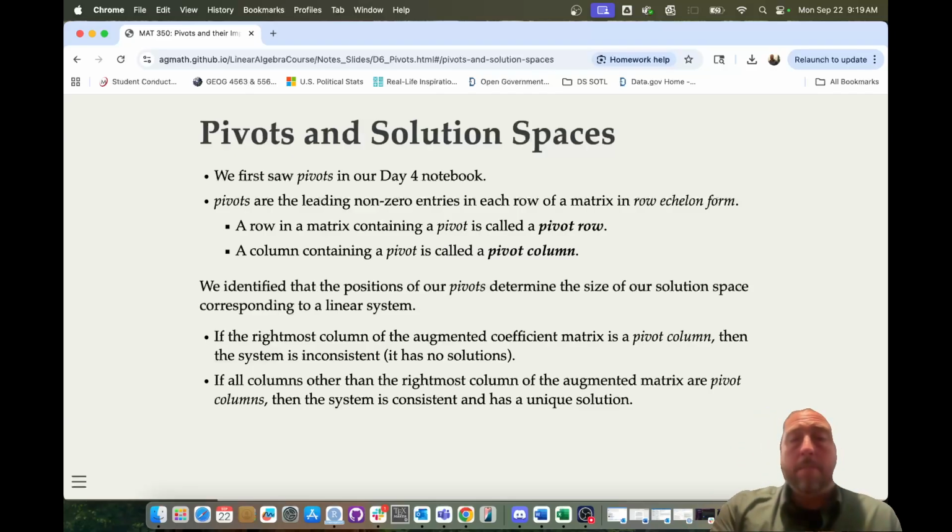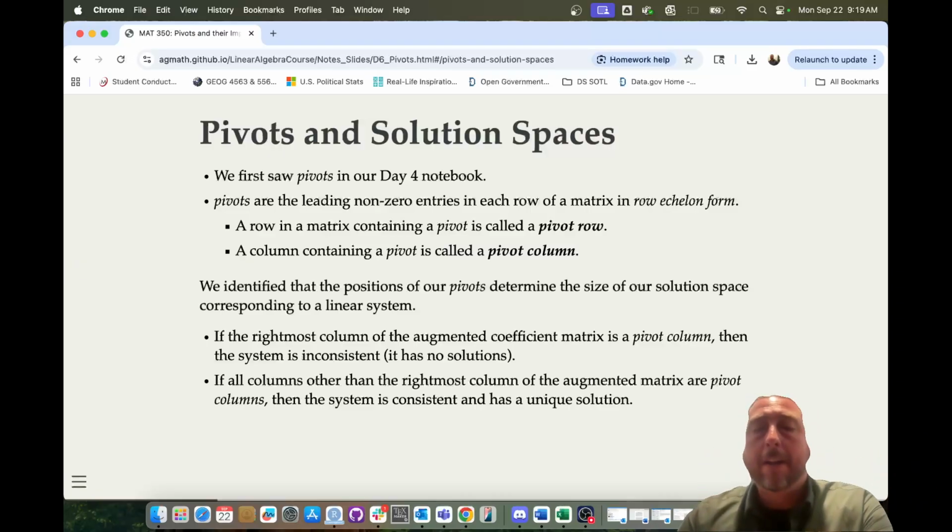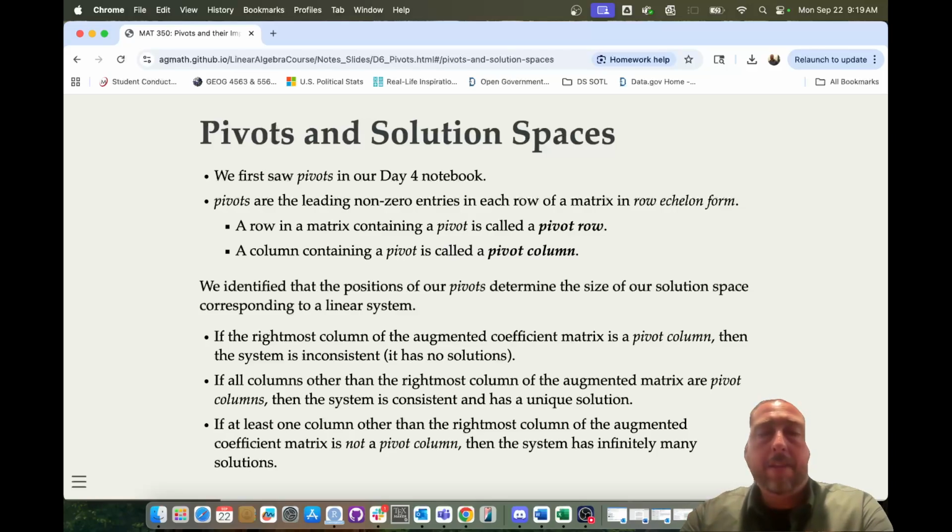If all of the columns other than the rightmost column of the augmented coefficient matrix are pivot columns, so every column to the left of that vertical bar, then the system has a unique solution. There's only one. But if at least one column other than that rightmost column is not a pivot column, so if one of those variable columns is missing a pivot, then that system has infinitely many solutions, and we've called that corresponding variable a free variable. We'll highlight that again today, and make explicit what we mean by that as well.